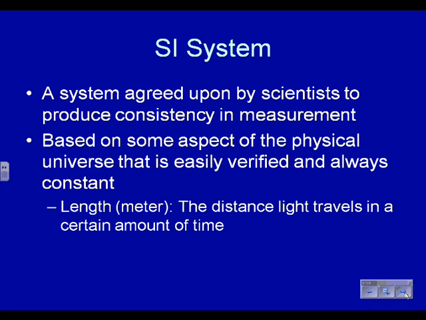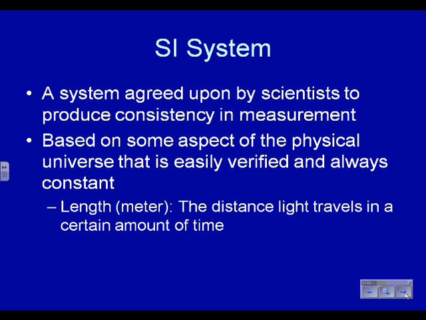Different things that we believe at this point in time, based on our experience and our measurements, to be constant. For example, length. The meter is our base unit of length. A meter is defined as the distance that light travels in a very, very short period of time. But based on all of the measurements and observations that we've made, we believe that light travels at a constant speed, regardless of where we are in the universe.